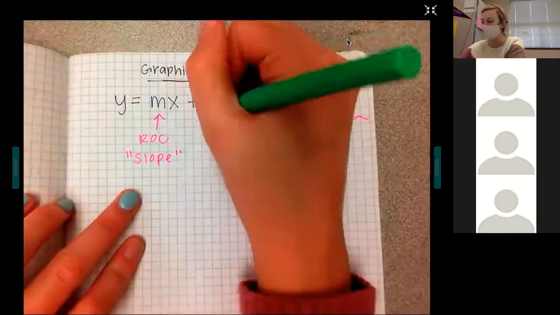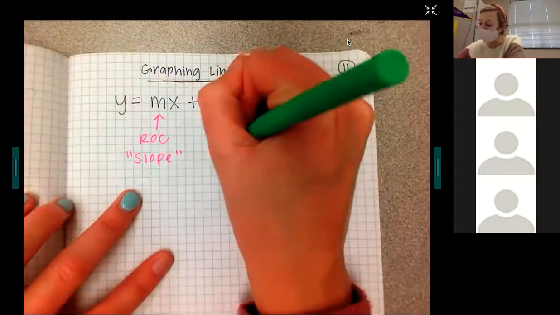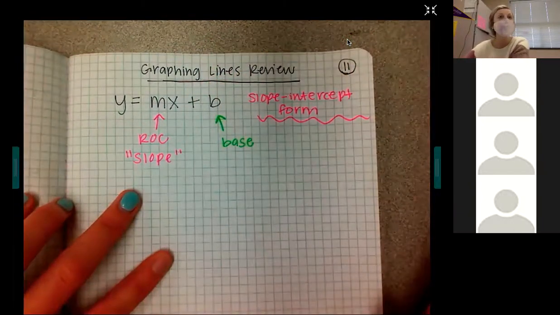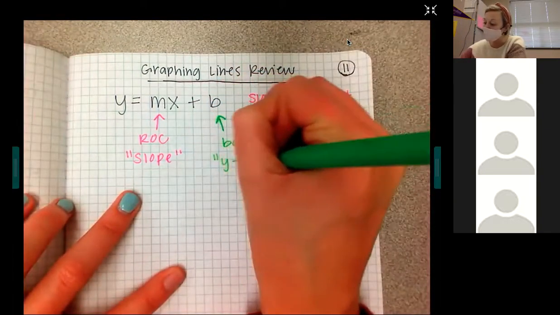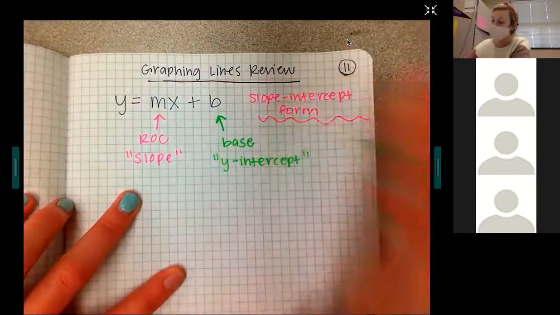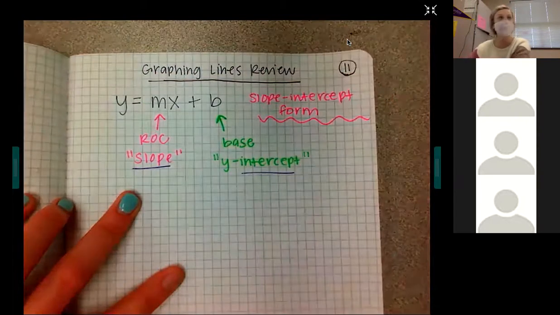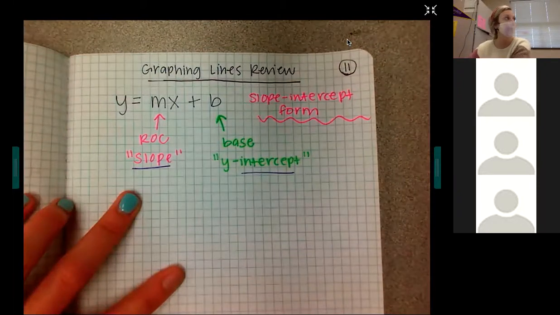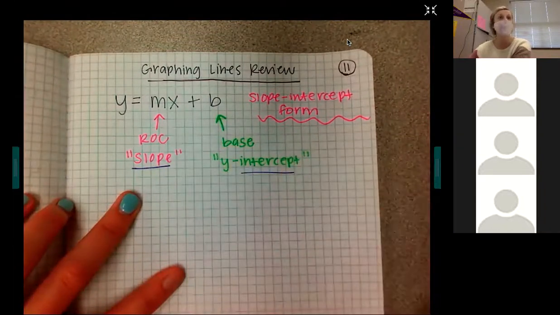What's this back number called? My people that joined their Zooms last week. Good, Kiera. That's the base. And when we're graphing lines, y'all, the base is the y-intercept. So do y'all see now why it is called slope intercept form? Because you can see both of those things. I always have a kid ask me why it's called slope intercept, why they couldn't find a faster name. You can see the slope, you can see the base, the y-intercept.